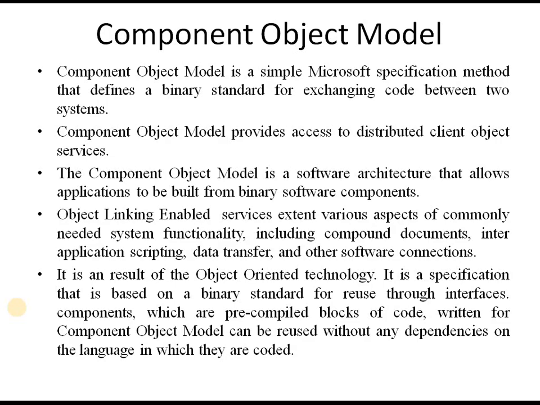Object linking enabled services extend various aspects of commonly needed system functionality, including component, document, inter-application, scripting, data transfer, and other software connections. It is a result of object-oriented technology. It is a specification based on a binary standard for use through interfaces. Components, which are precompiled blocks of code written for the Component Object Model, can be reused without any dependency on the language in which they are coded.